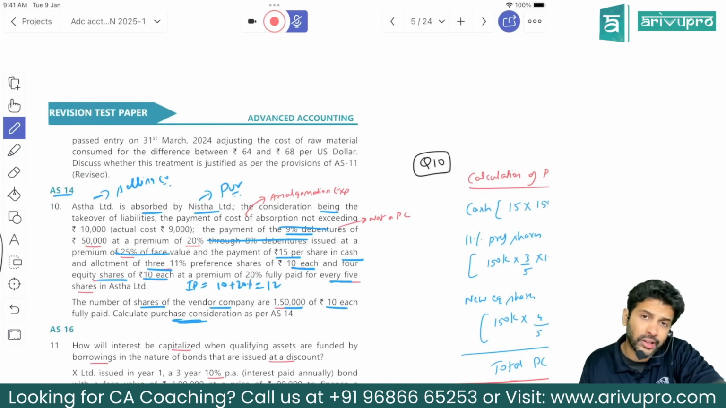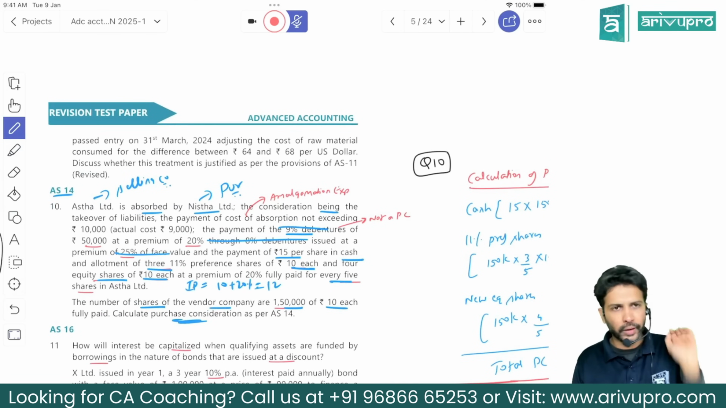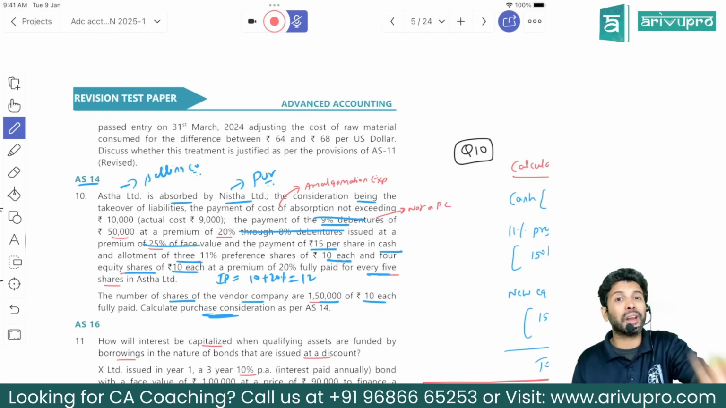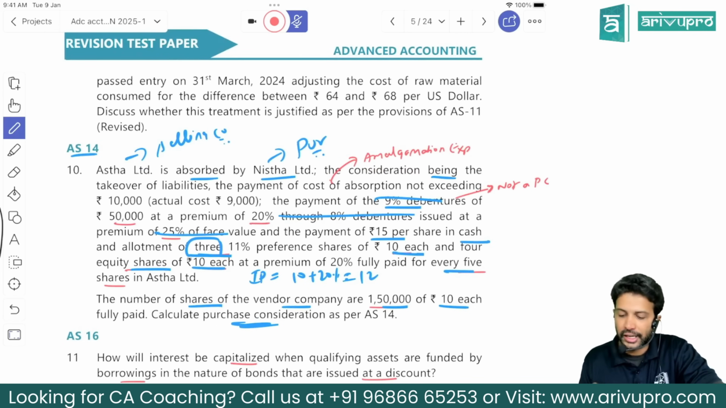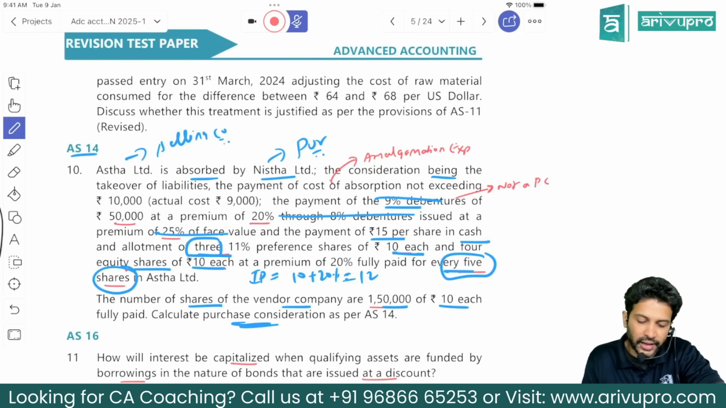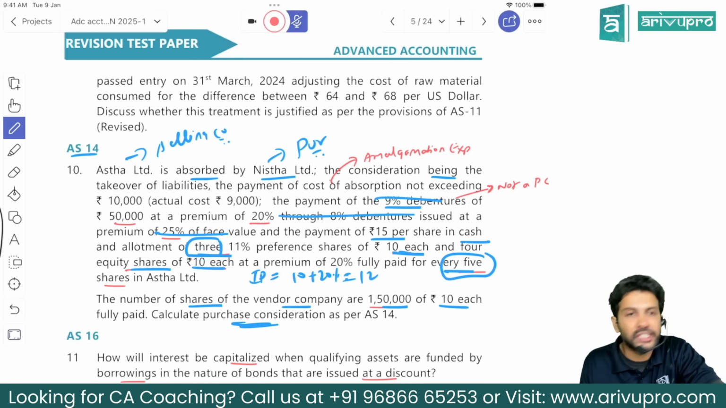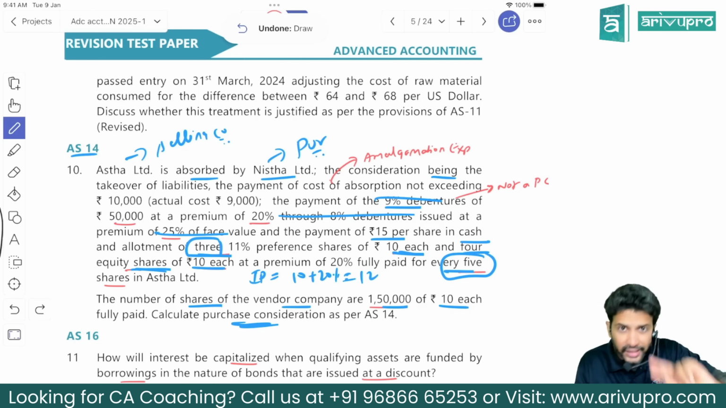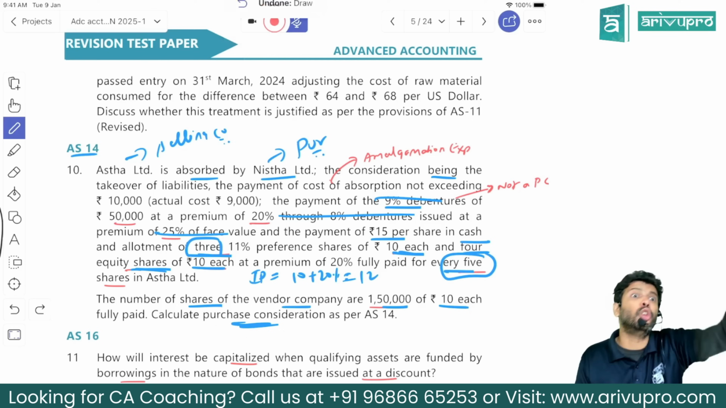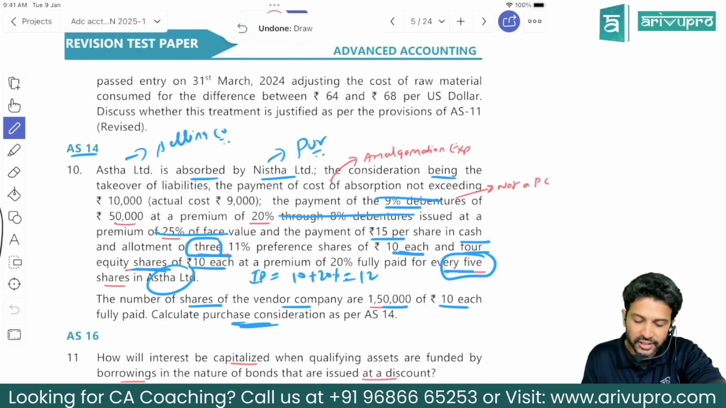Next, what did you give? That's all you gave, or you also gave preference shares? Preference shares. Whom did you give these preference shares to? Equity shareholders only. Straightforward or in some ratio? Ratio. What ratio? 3 preference shares for every how many shares? 5 shares. I'll read the sentence in case you're confused once again. 3 11% preference shares of 10 each, and also 4 equity shares of 10 each. They're giving equity shares and new preference shares both. But in what ratio? For every 5 shares held in Asta.